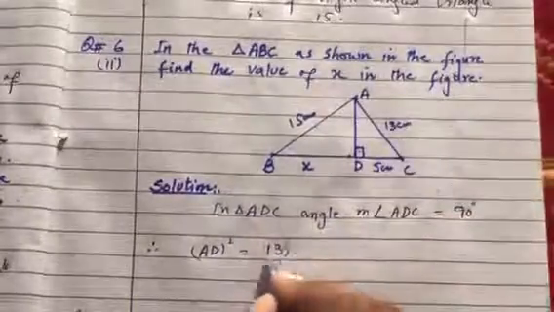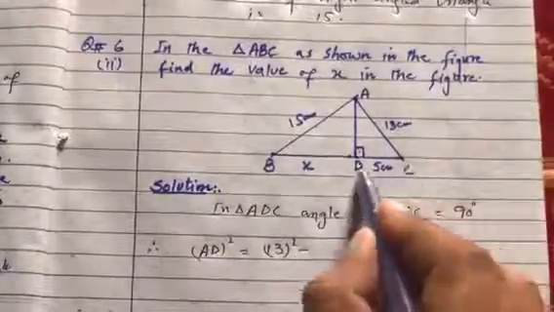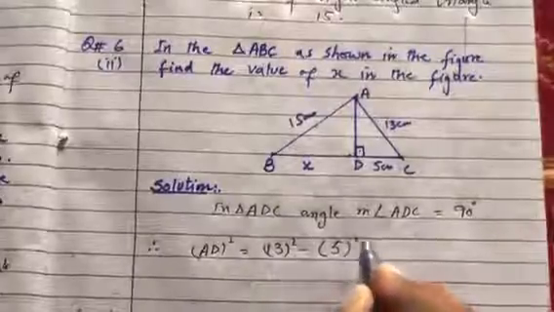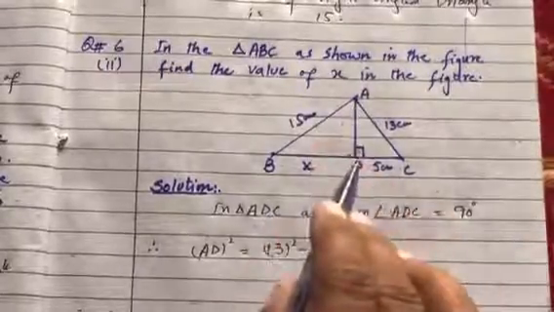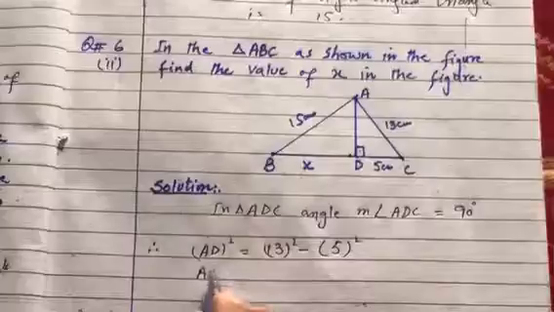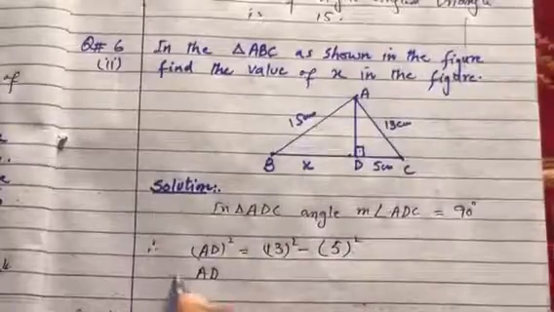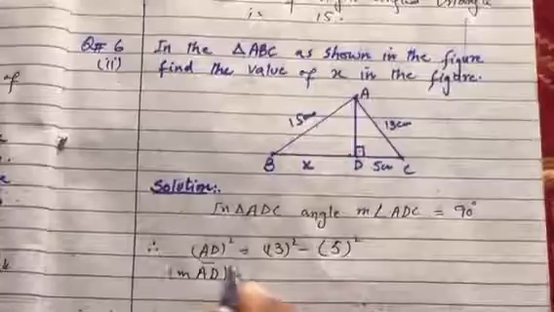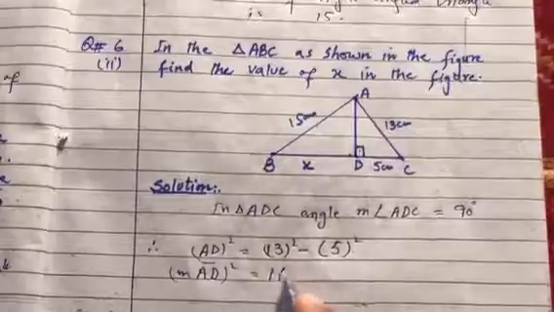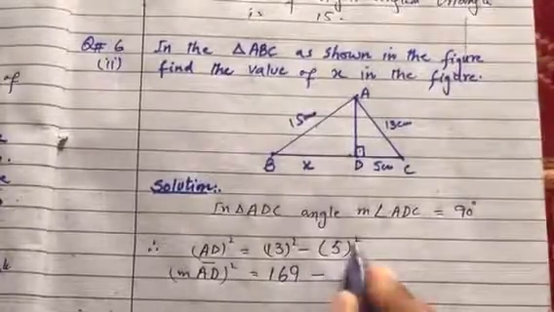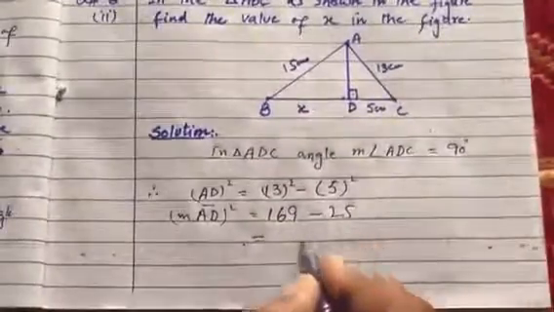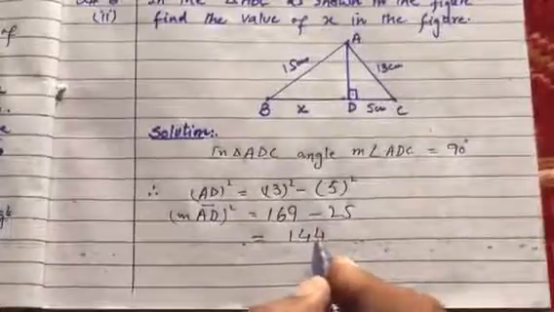So hypotenuse whole square minus, and CD is the base of the right angle triangle. So we will have 5 square. So side AD square is equal to hypotenuse square minus base square. So by simplifying, we will have the measurement of AD whole square is equal to, by putting the value, 13 square is equal to 169, and by taking the square of 5, which is equal to 25, by subtracting 169 minus 25, we will have 144.